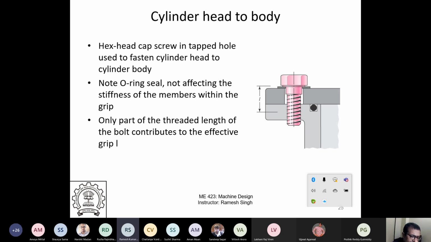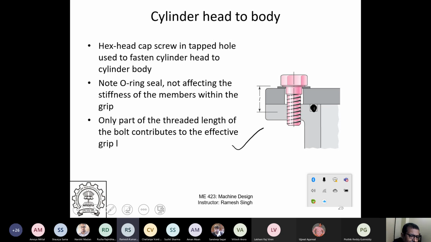Now you can also do a cylinder head to a body. For that, you will have a head cap screw fastening the cylinder head to the body. Then this is an O-ring right here. An O-ring basically is a seal. What it does is stop the leakage. Only part of the threaded portion is the effective grip one. So this is one of the other ways to do it.